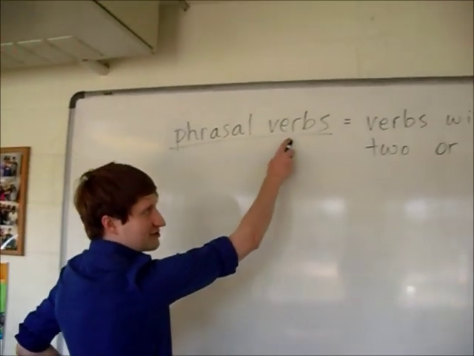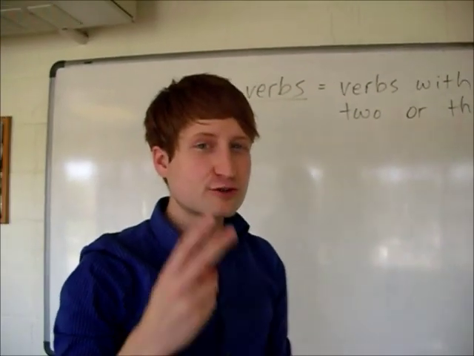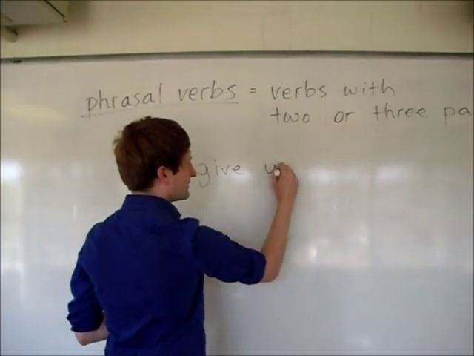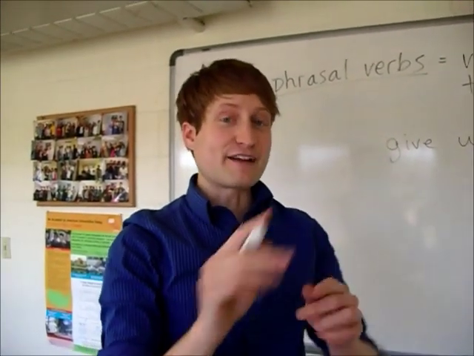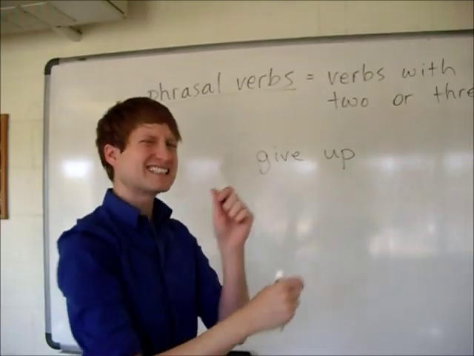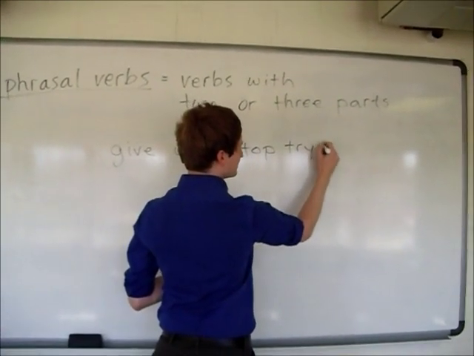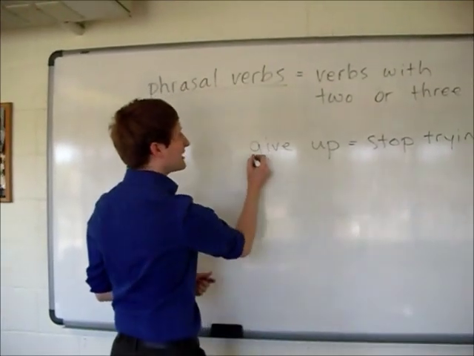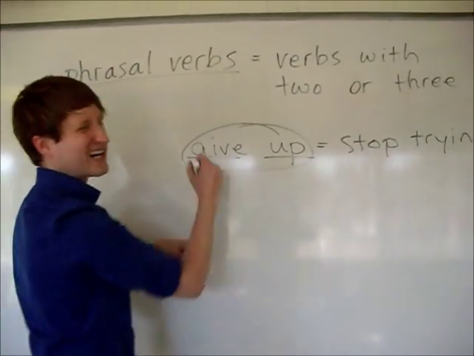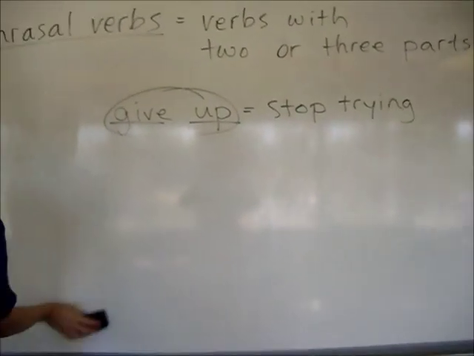So, phrasal verbs are verbs with 2 or 3 parts, right? I'll give you an example. Give up. This is a phrasal verb. You can see there are two words, but there's really just one idea. Give up means to stop trying, to quit. It's a phrasal verb because there are two parts, but one idea, one verb.